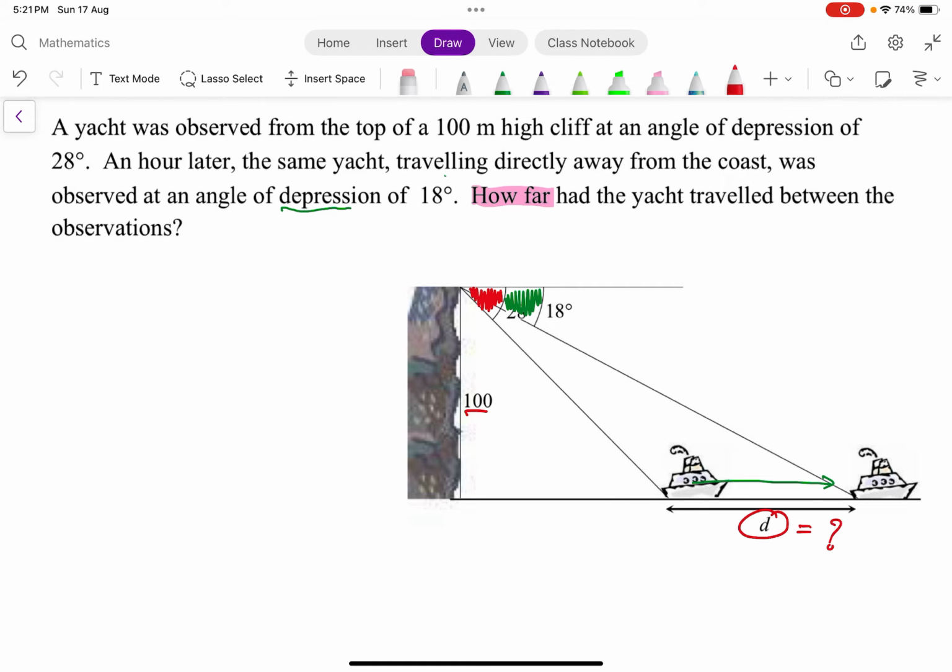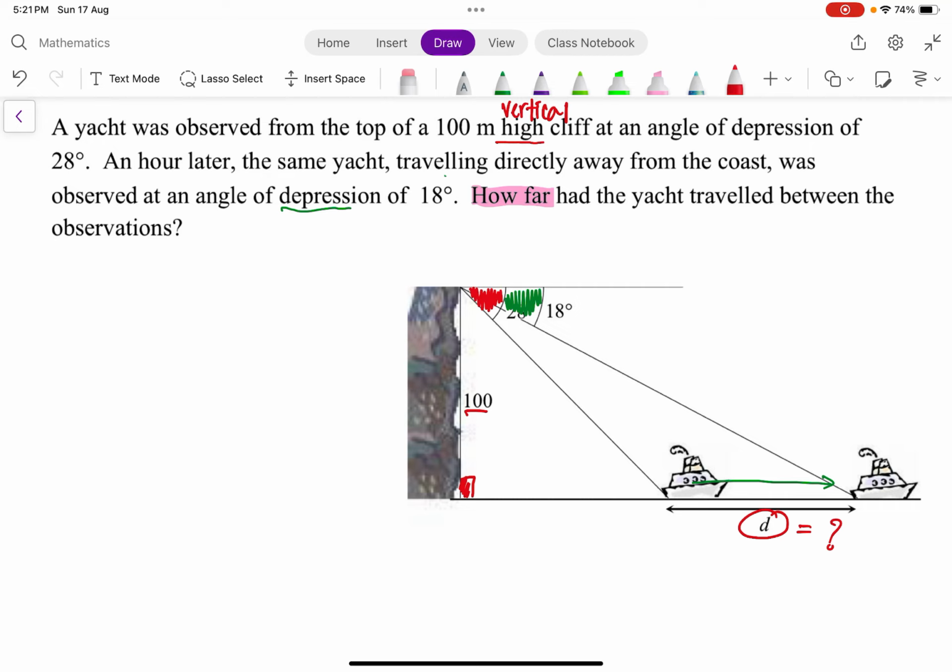Now when we take a look at the diagram, there are a few things that we need to understand. First of all, we need to read from here. It says this is a 100 meters high cliff. Now there's some missing information here, so do take a look at this word, whereby the question asks for the vertical cliff. If it is a vertical cliff, that means this cliff is actually 90 degrees from the base, from the sea level.